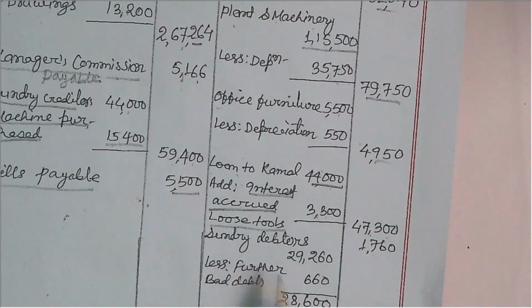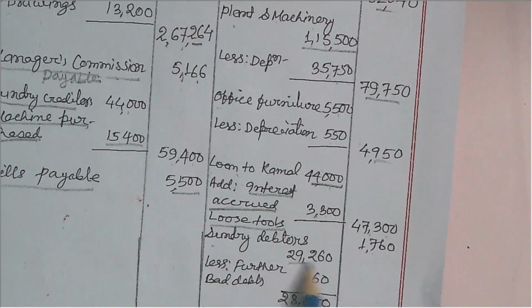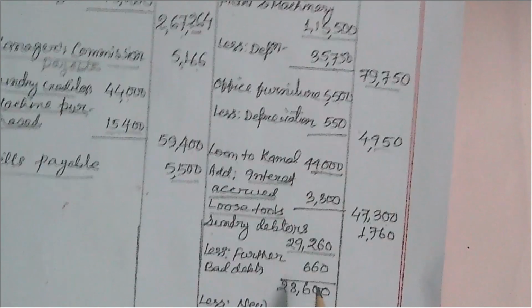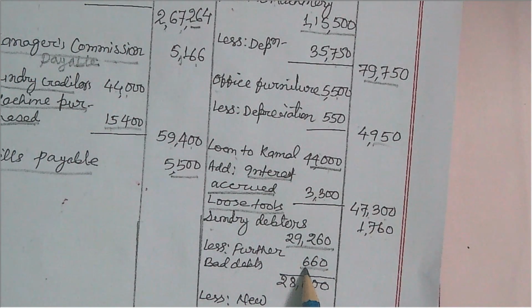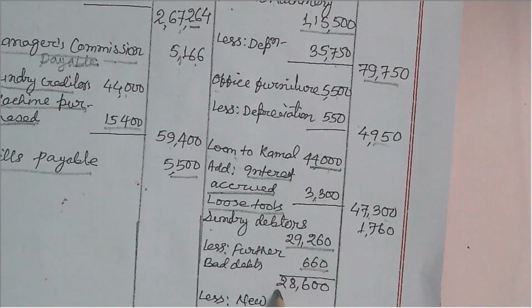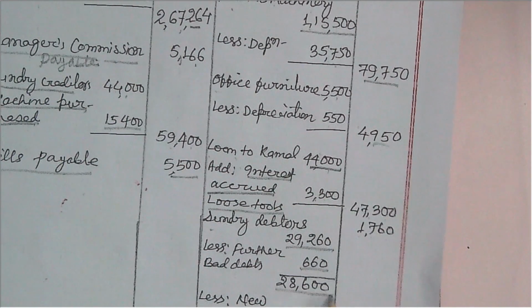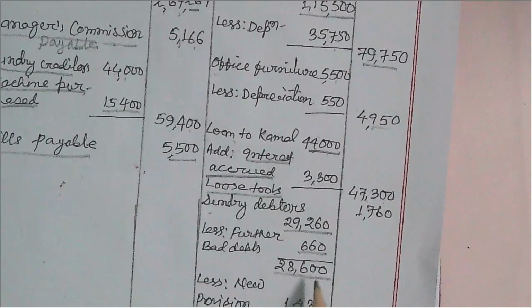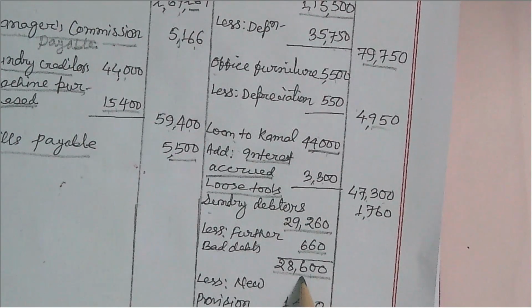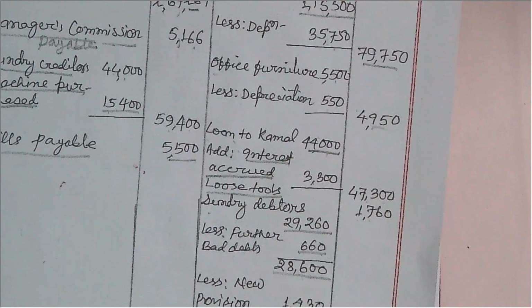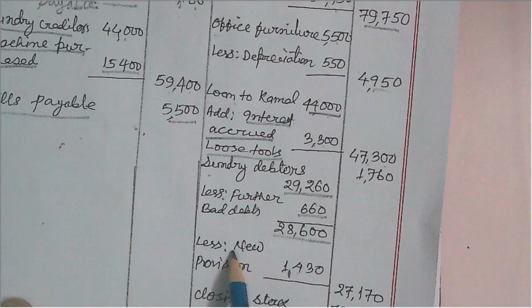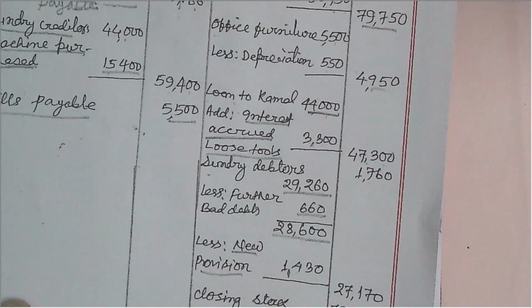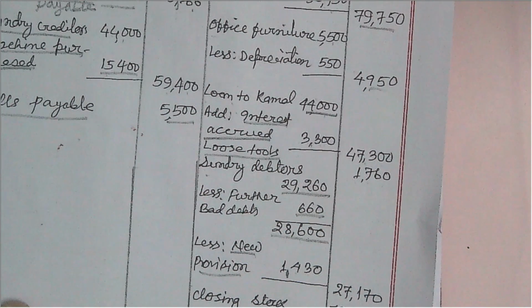And sundry debtors, this is the 29,260 balance, and this is the adjustment. In adjustment it is given 660 further bad debts, minus it. On this 28,600 you have to calculate the 5% provision. So when you calculate 5% on 28,600, you will get 1,430 rupees. This is a new provision, given in the questions.